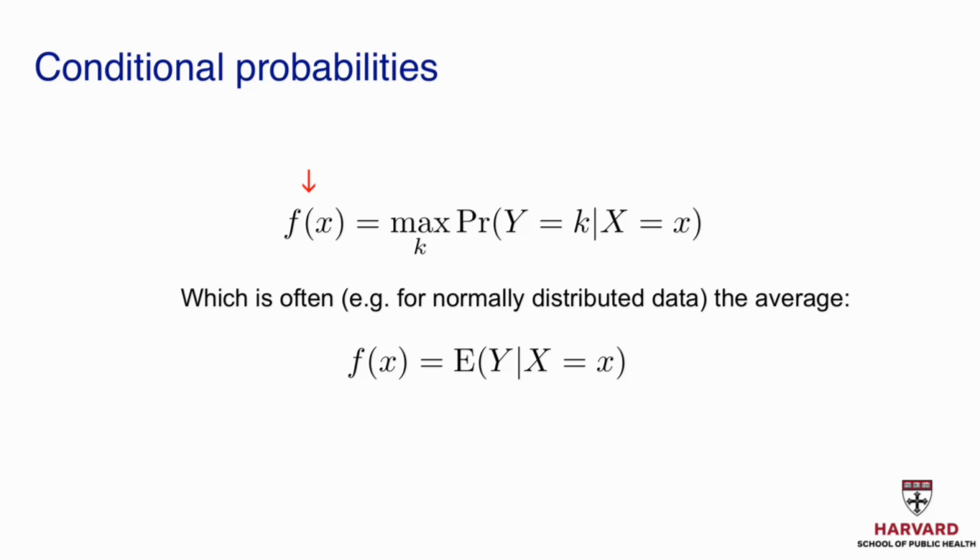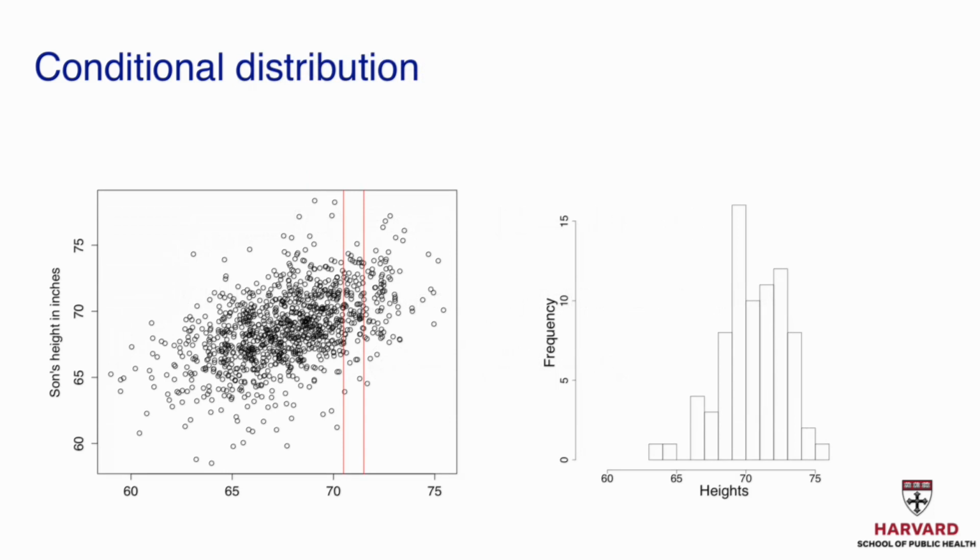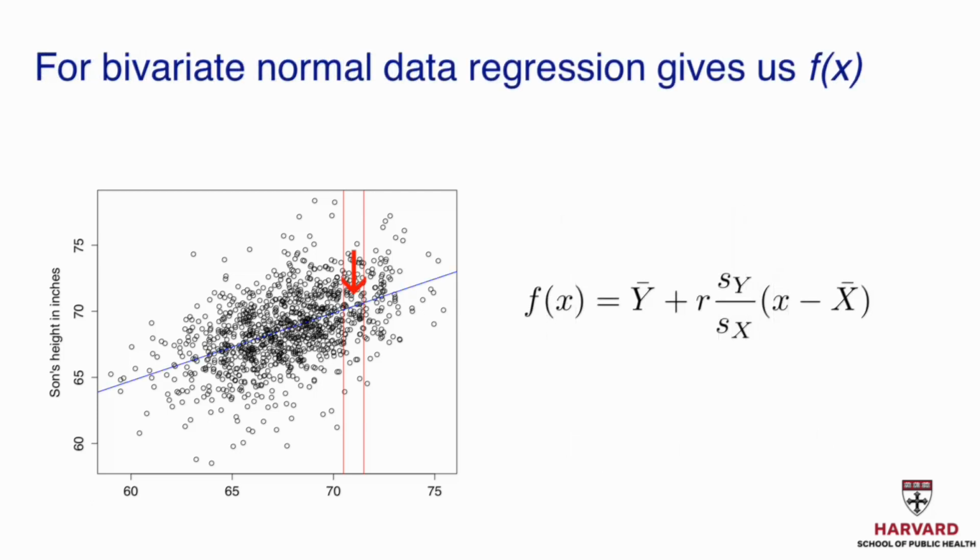So for any given x, we want to give a prediction f(x). In this case, we would take all the fathers that are 71 inches right here, and here's a distribution function of just these data here. And you can see that the maximum is somewhere around 70, 71. In the case of data like this that's normally distributed, we already saw in a previous module that the regression line gives us this average, this conditional average, and it has a very simple formula.